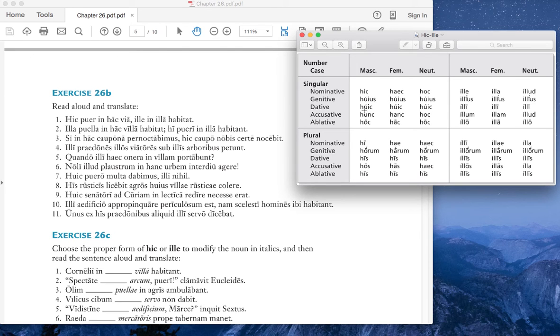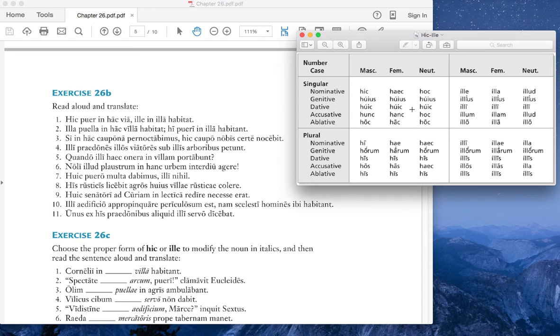It's very similar to the way that adjectives work with nouns. Now, it just so happens there's a lot of these forms for these pronouns here. But if you look at the endings, especially in the plural, you'll see that they're very similar to the endings of nouns of the different declensions.